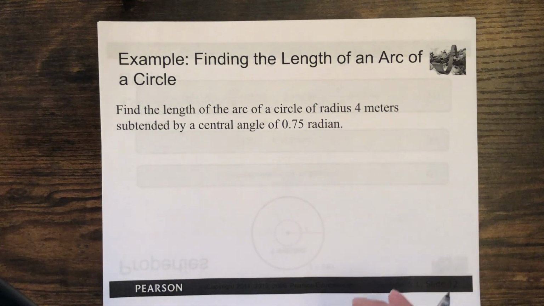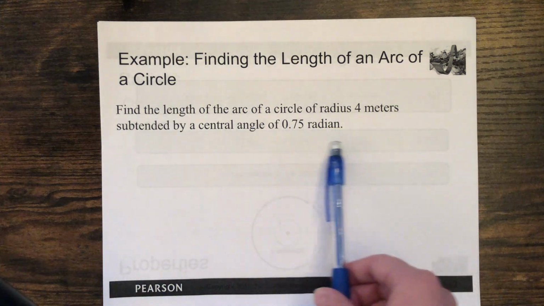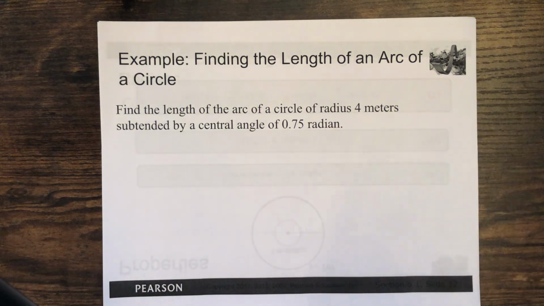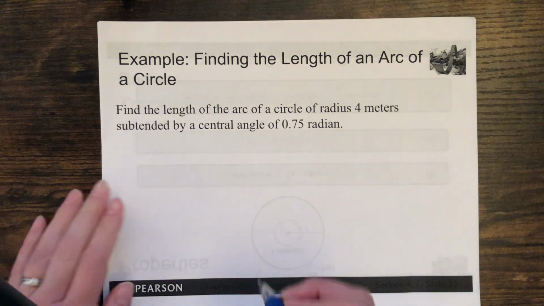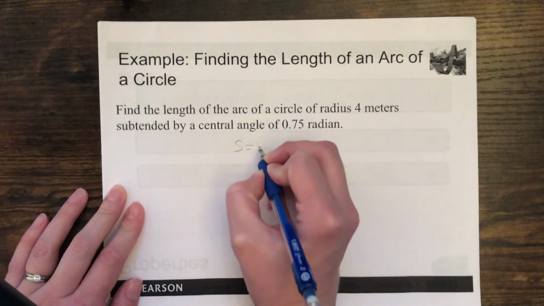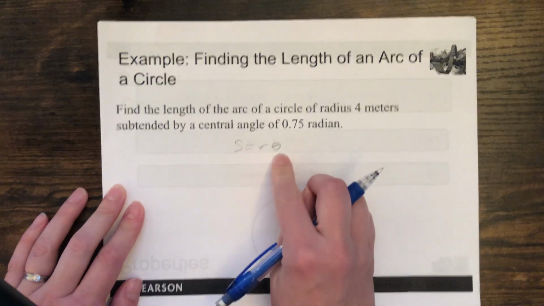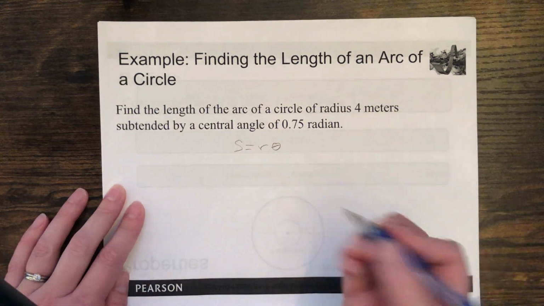And here's a quick example. Find the length of the arc of a circle of radius 4 subtended by a central angle of 0.75 radian. Again, we're very fortunate that this is given to us already in radians. You cannot use this formula with a degree. So if I'm going to use S equals R theta here, this has to be in radians. So it's actually a very quick problem.